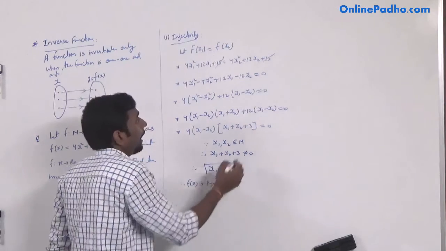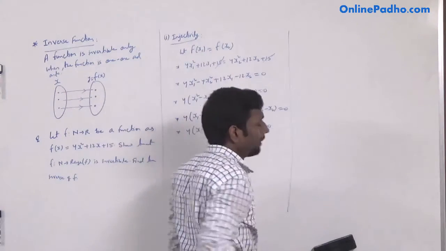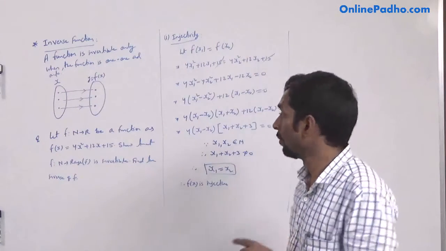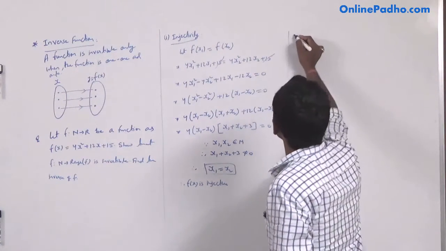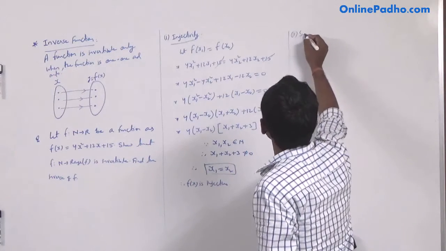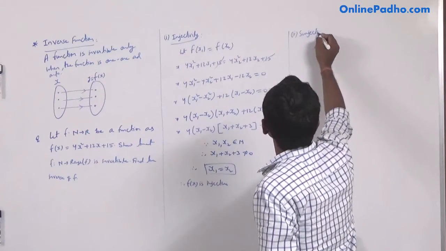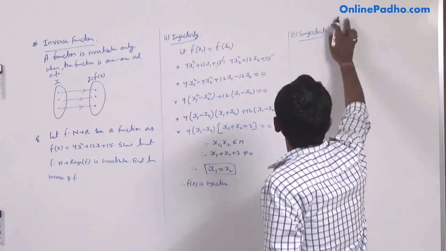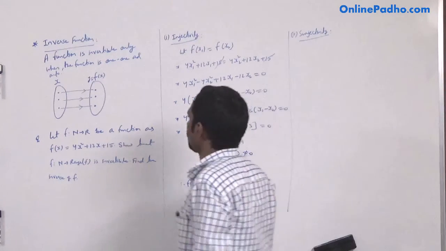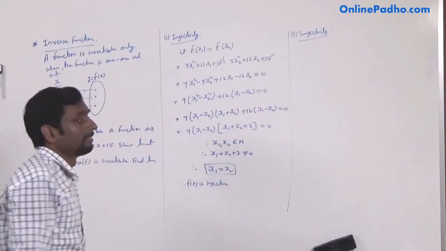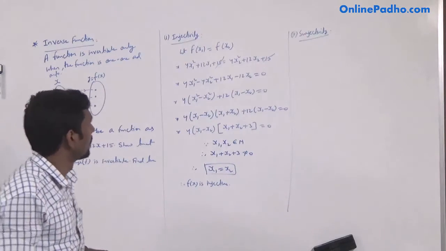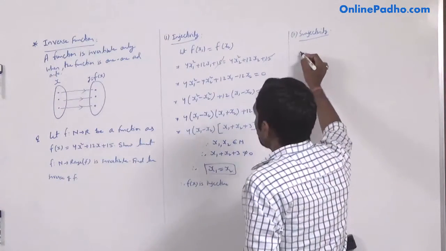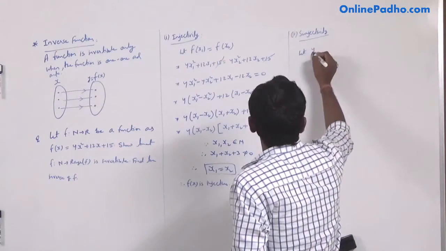Right? And to find the surjectivity, we must prove the range of the function is equal to the codomain of the function. So, in the second case, we have to find surjectivity. To find surjectivity, we must prove the range of the function is equal to the codomain. So, let us consider f(x) as y.